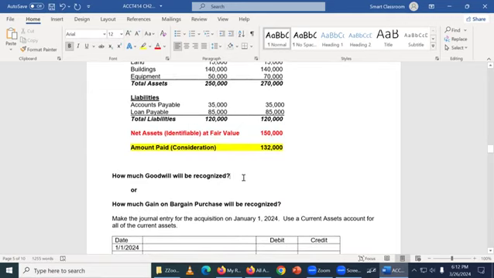How much will we recognize? None. Bargain purchase. We got 150,000 worth of stuff for 132,000. So the bargain purchase is 18. 150,000 worth of stuff. Back in my day, they used to call this negative goodwill, but now it's a bargain purchase, and it really is a bargain purchase. So it's okay.